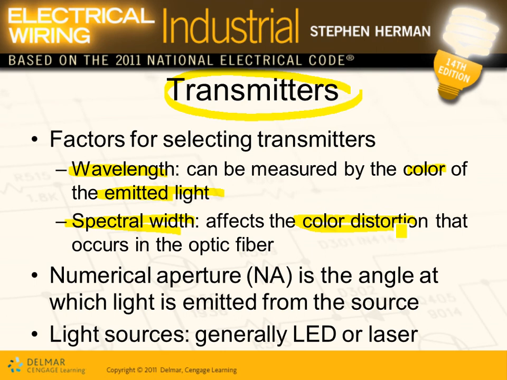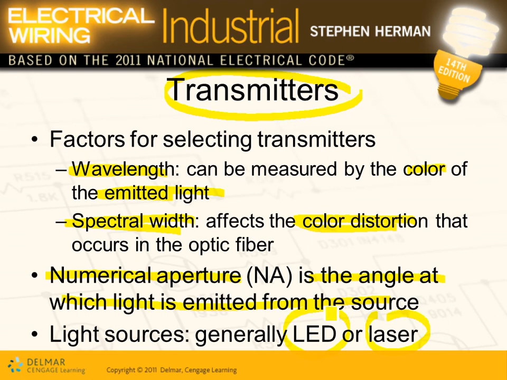So there are a lot of issues, guys. The color and the wavelength of the transmitter, these LEDs that you're going to use, will affect how good your system is. There is numerical aperture. I'm not sure if I say that right. It is the angle at which light is emitted from the source. That angle at which the light is emitted from a source is called NA. Light sources are generally either laser or LEDs.